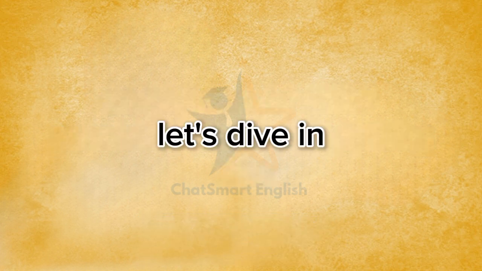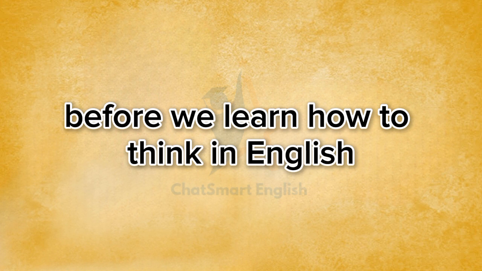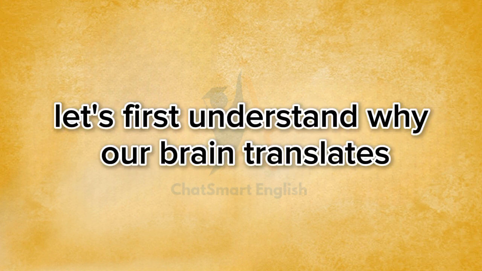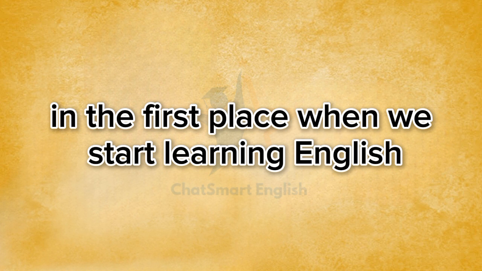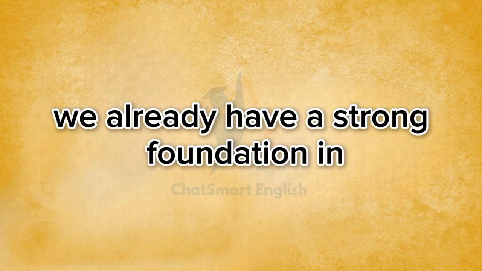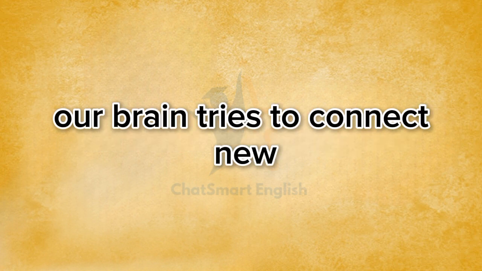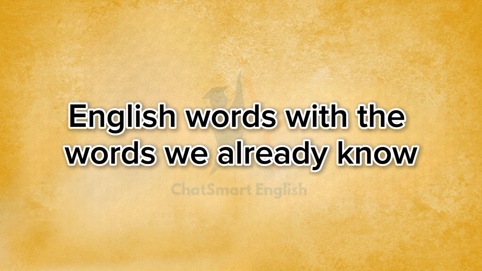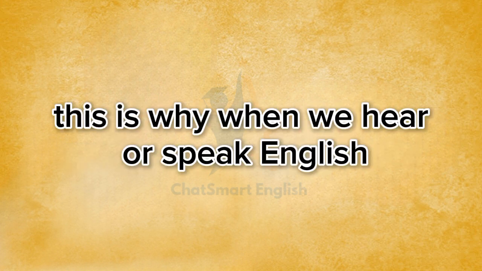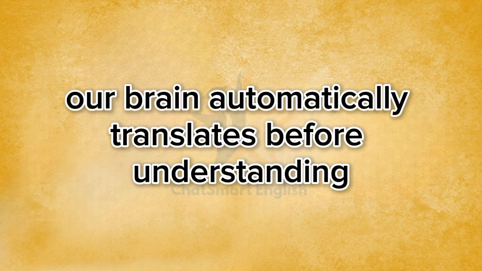Let's dive in. Before we learn how to think in English, let's first understand why our brain translates in the first place. When we start learning English, we already have a strong foundation in our native language. So our brain tries to connect new English words with the words we already know. This is why, when we hear or speak English, our brain automatically translates before understanding.